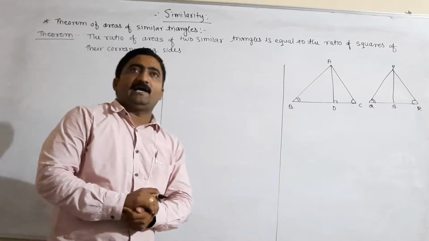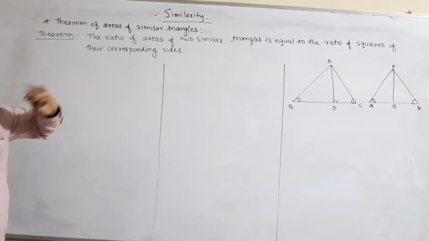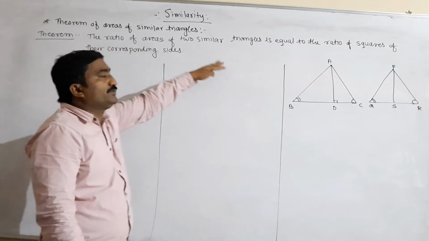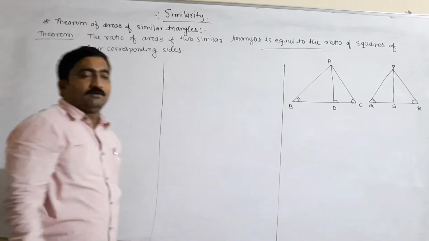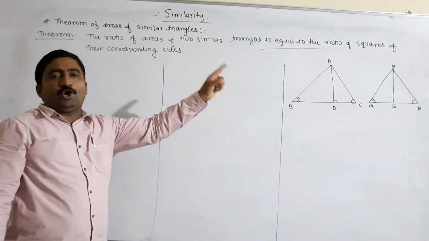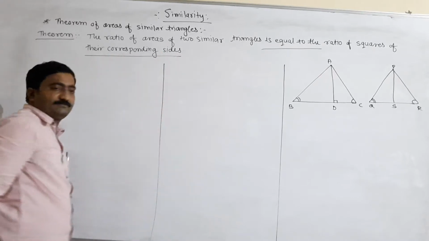The statement is that the ratio of areas of two similar triangles is equal to the ratio of squares of their corresponding sides.